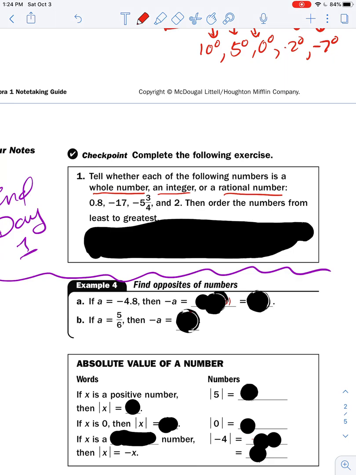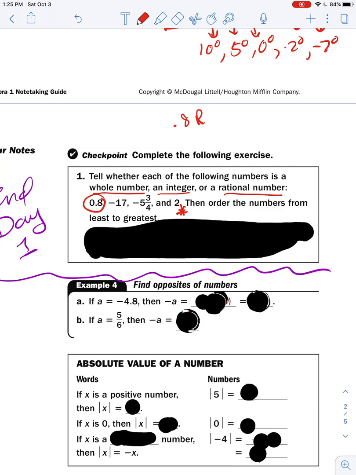So let's take a look. Oh my gosh, we have 2 things to do, because then we have to put them in order. So much work to do. All right, so the first thing, let's take a look at 0.8. Is 0.8 a whole number? Heck no, because it is a decimal. How about integers? Well, no, you can't be an integer if you weren't a whole number. How about a rational number? Well, it's a decimal, but it ends. So 0.8 is going to be rational only.